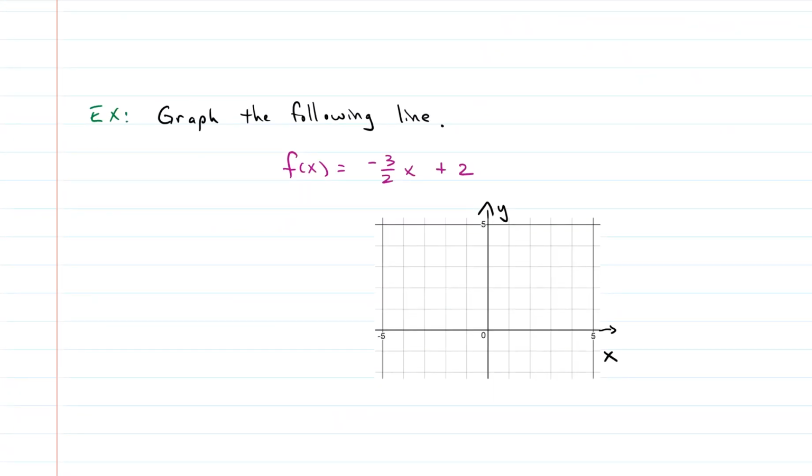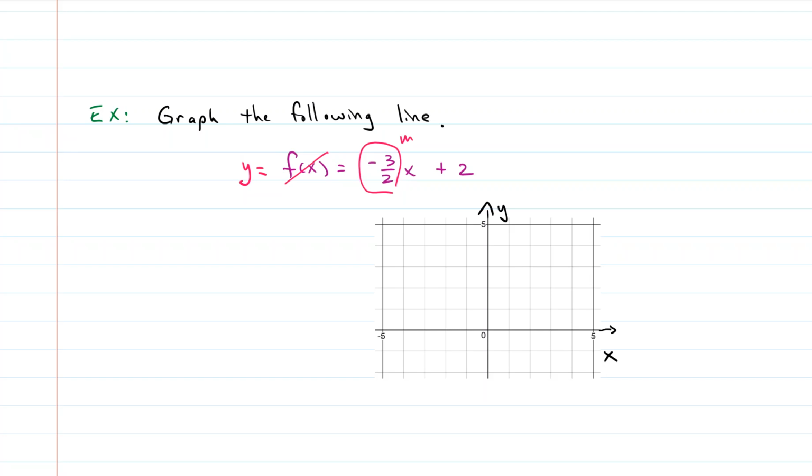Let's graph this line. F of x equals negative 3/2 x plus 2. So this is in slope-intercept form. We can say this equals y instead of f and get rid of the function notation we want. And there we see y equals mx plus b. So we can clearly see that this negative 3/2 is the slope.